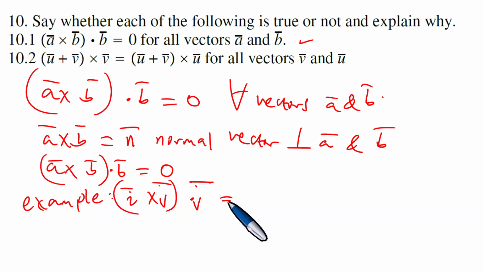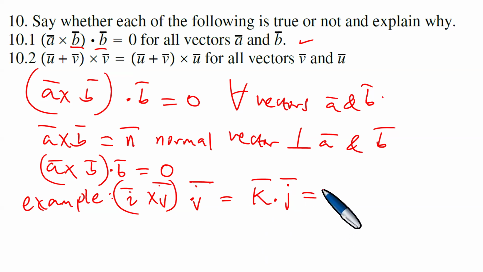Yeah, dot J. Now, what did you say about I cross J? What is I cross J? We said I cross J is going to be K. And then if you dot it with the same vector, you dot it with J, what would the result be?